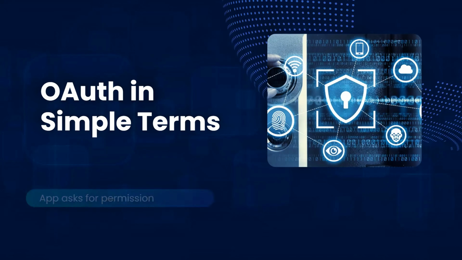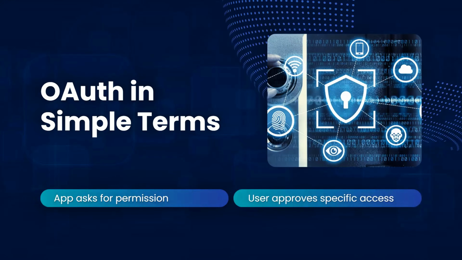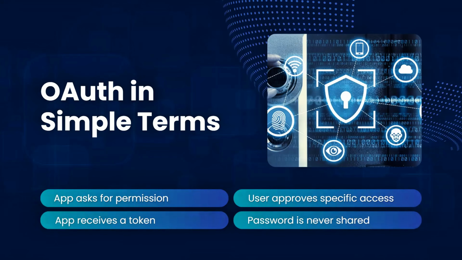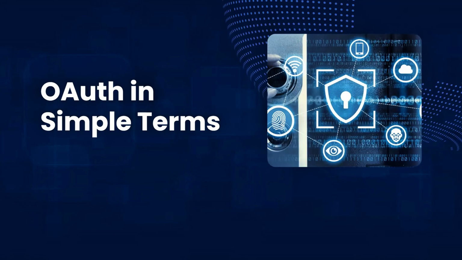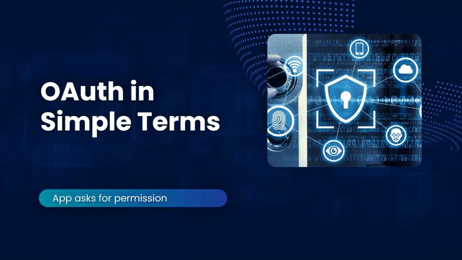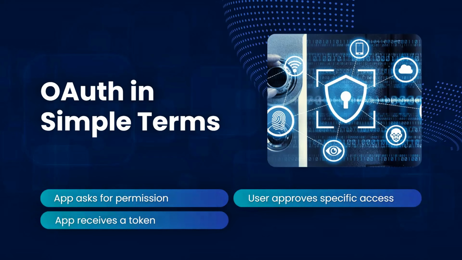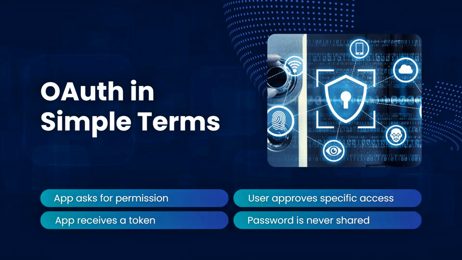Here are some use cases. An application can ask for permission, then the user approves specific access, then the application receives a token, and after that, the user's password is never shared. Here is an example of a use case. For instance, the user is trying to use an application, and the application is requesting permission. Then the user approves specific access. Then the application receives a token. The user's password is never shared while the access has already been given by the user.